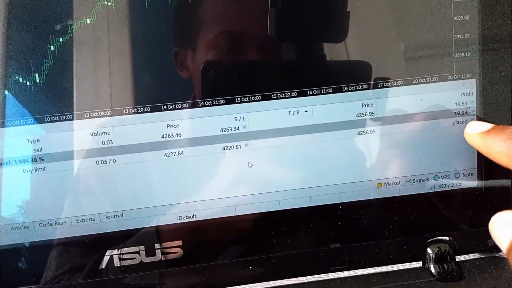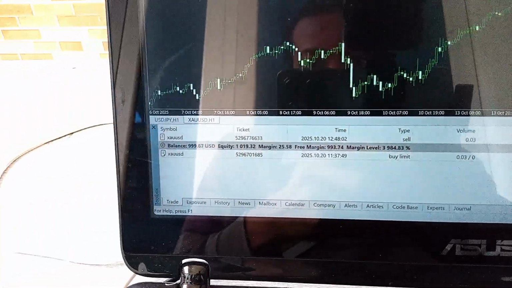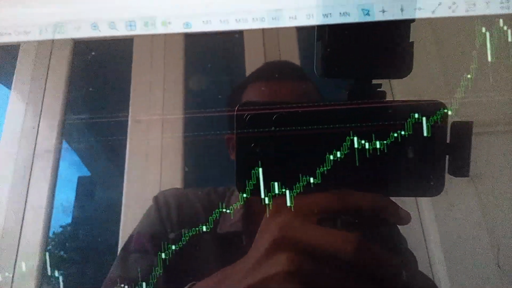So I've been inconsistent lately. I've been losing some footage because of space and the rest, right? So I'm on a sell on XAUSD. Right, so this is the sell. It's currently like $19 on the sell on XAUSD. So that's the position right there, and I'm holding the trade.